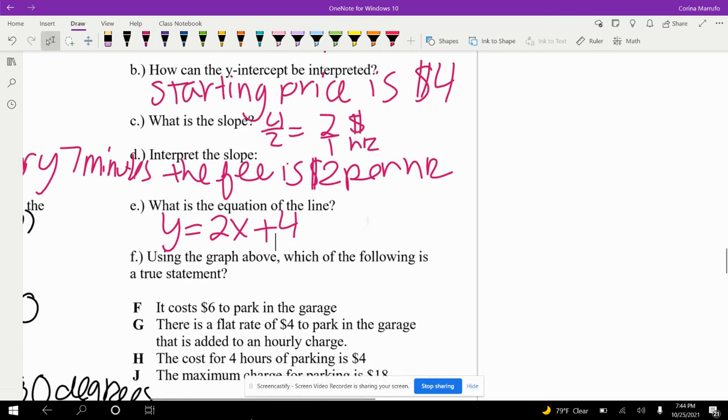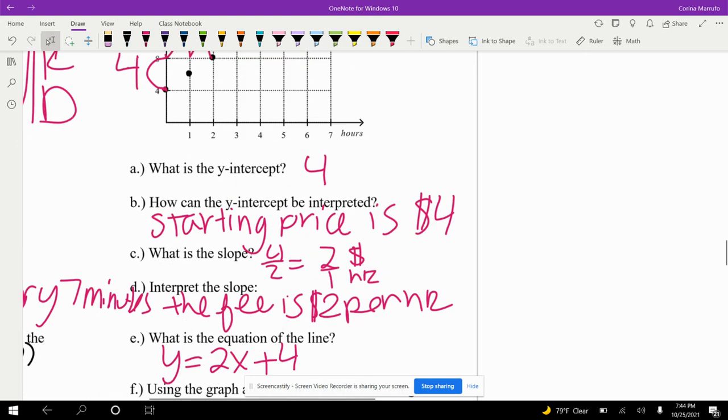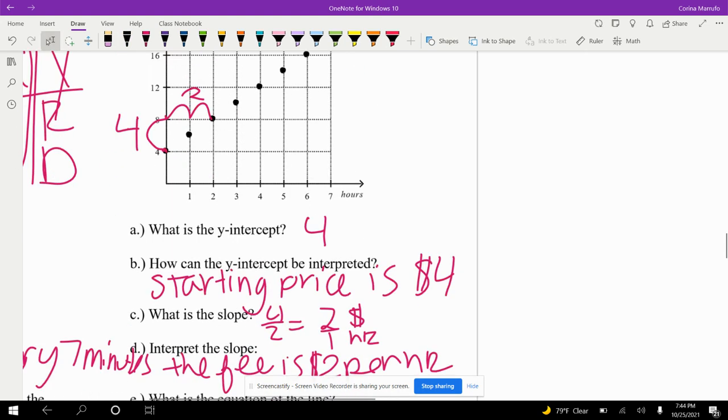It says, use the graph above. Which of the following is a true statement? It costs $6 to park in the garage. That is not true. There is a flat rate of $4 to park in the garage that is added to an hourly charge. Yes, that's most definitely true, but let's just check. The cost for 4 hours of parking, nope. The maximum charge for parking is $18. I'm pretty sure that is not true. Okay, and that's it.